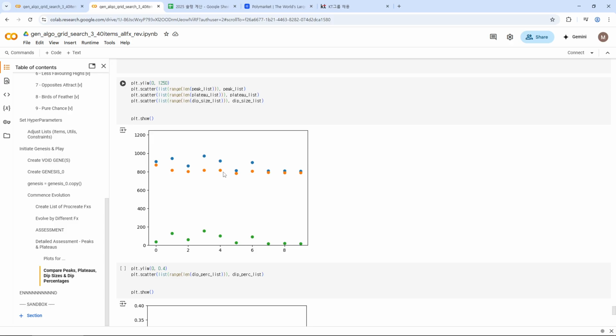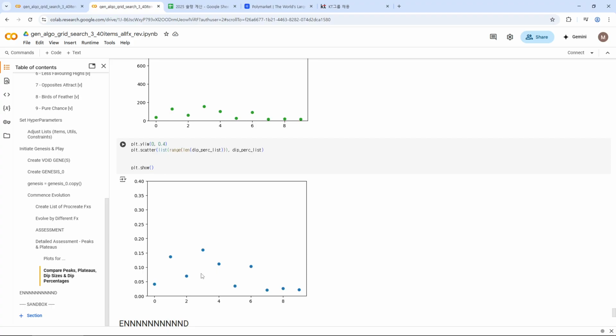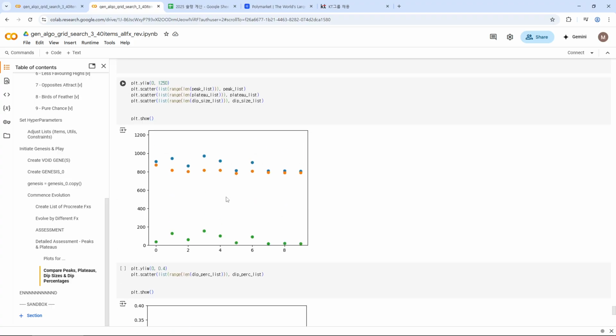So let me rephrase that. Selecting parent 1 and 2 randomly from top 10% entities has a higher peak level than when selecting the top entity always as the parent 1 and selecting parent 2 from the rest of the top 10% entities, and hence the bigger dip size and the higher dip percentage. So that's interesting.